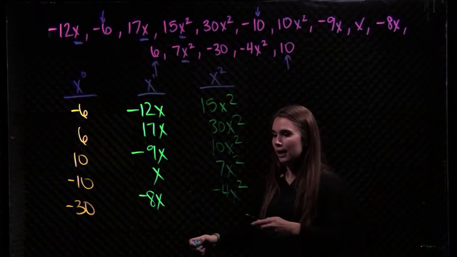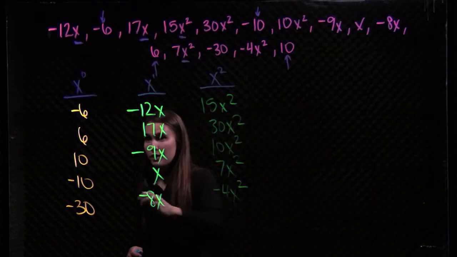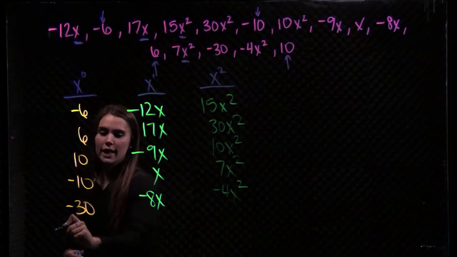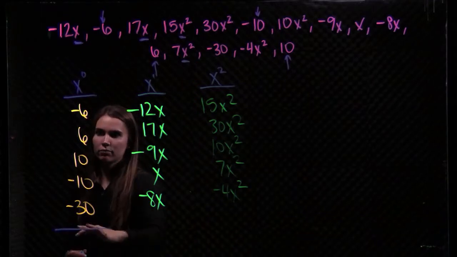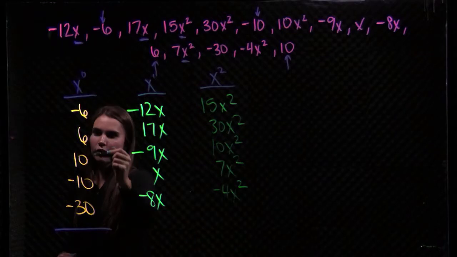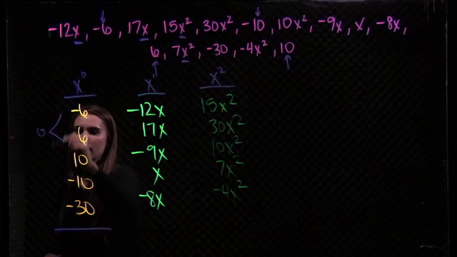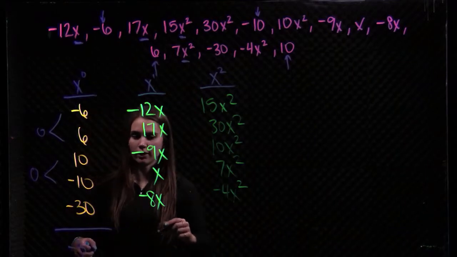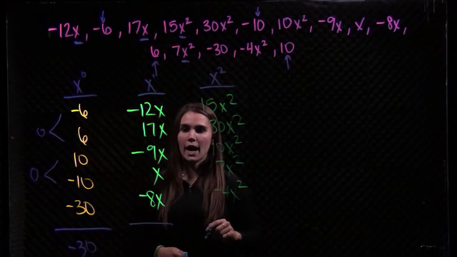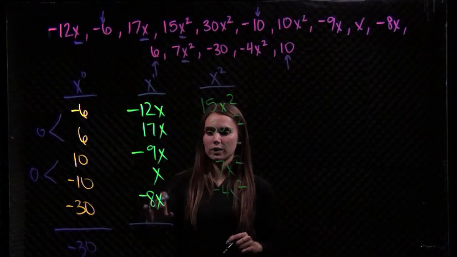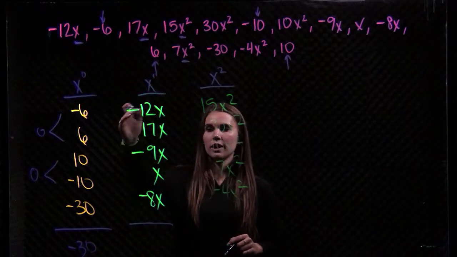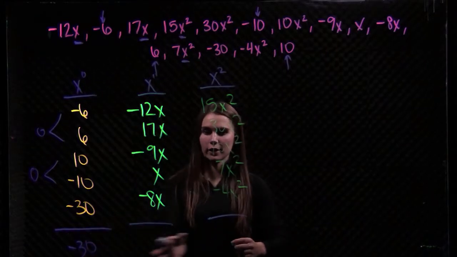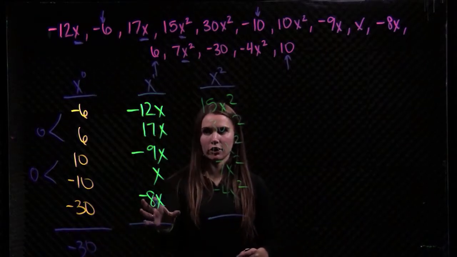So if we want to combine this first group here, what we're going to do is we are going to just add all these numbers together. So -6 + 6 is 0, -10 + 10 is 0, -30 + 30 is 0, so then we have 0 for our total here. Then this one, we're going to add our coefficients out in front of the x, so negative 12 plus 17, and we're going to do that for all these. So this is how we're going to be combining. We're combining like terms.